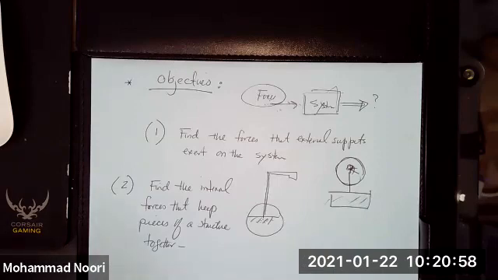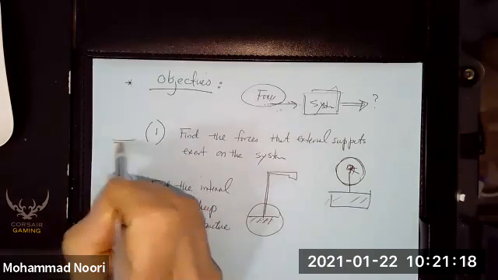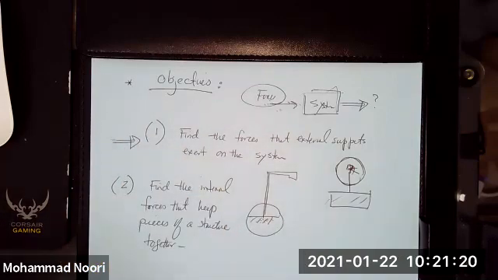You want to know what kind of bolts, what size bolts, what type of rivets, or what kind of welding you should use to connect these. That means what are the forces that develop internally at those joints that you're going to keep in place. So this is the second objective. Okay. So we will start with this first one.